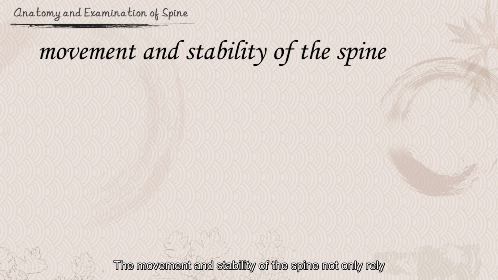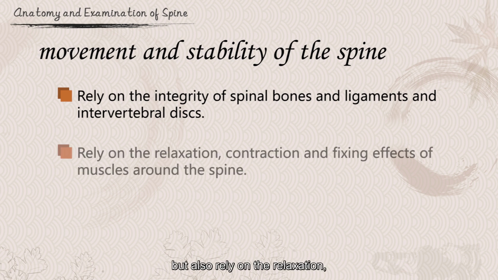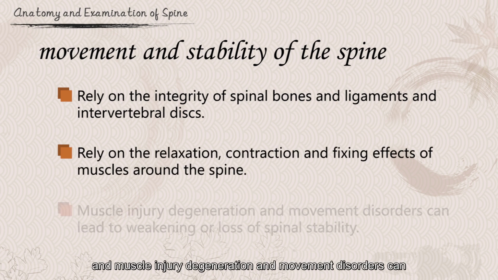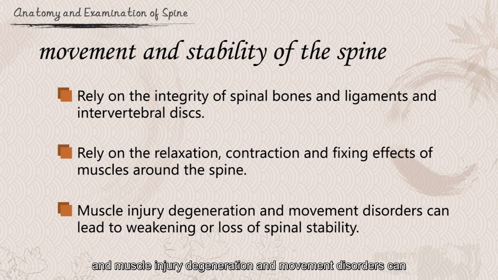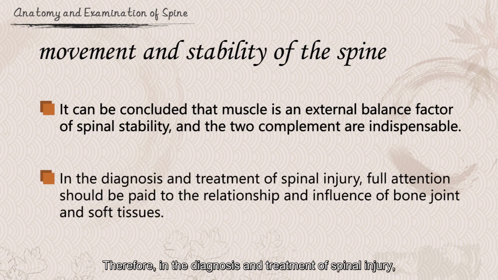The movement and stability of the spine not only rely on the integrity of spinal bones, ligaments and intervertebral discs, but also rely on the relaxation, contraction, and fixing effects of muscles around the spine, and muscle injury, dysregulation, and movement disorders can lead to weakening or loss of spinal stability. It can be concluded that muscle is an external balance factor of spinal stability, and the two complement each other and are indispensable. Therefore, in the diagnosis and treatment of spinal injury, full attention should be paid to the relationship and influence of bone, joint and soft tissues.